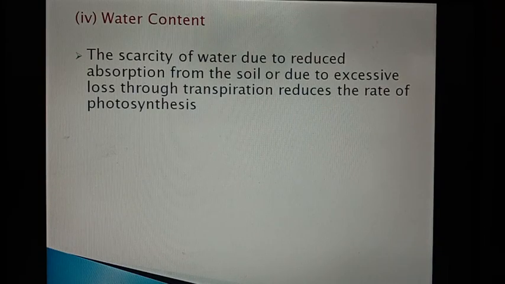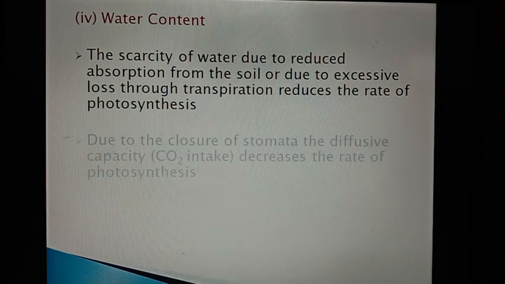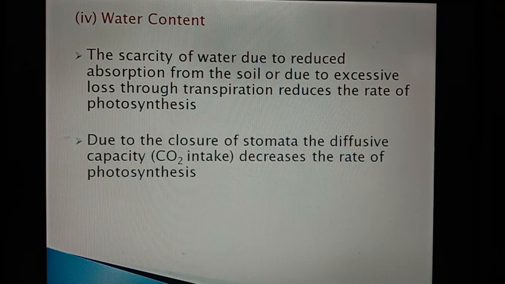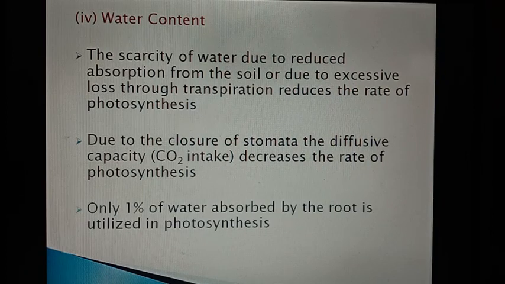Next is water content. The scarcity of water due to reduced absorption from the soil or due to excessive loss through transpiration reduces the rate of photosynthesis. Due to closure of stomata, the diffusive capacity and carbon dioxide intake decrease, reducing the rate of photosynthesis. As we all know, only 1% of water absorbed by the root is utilized for photosynthesis, whereas the rest of it is transpired into the atmosphere.